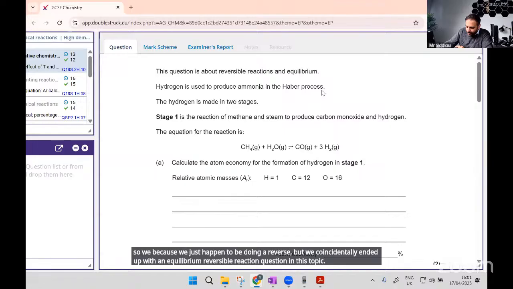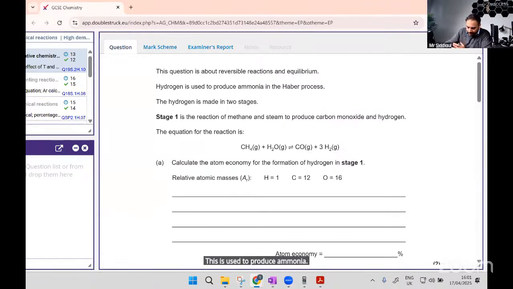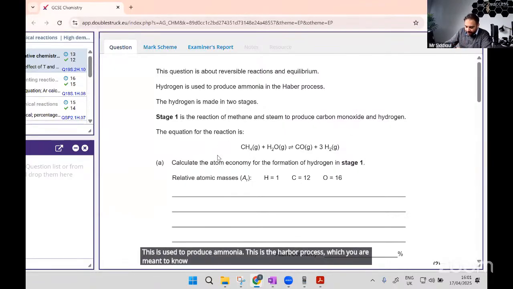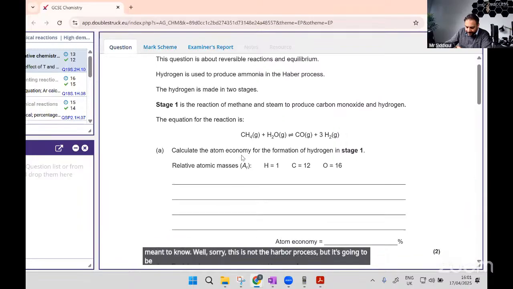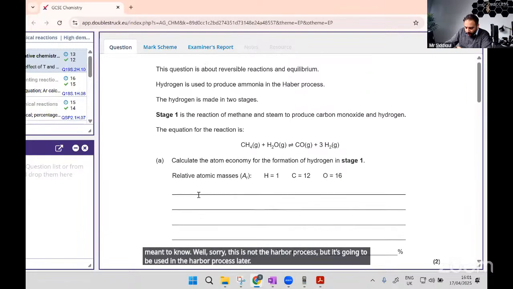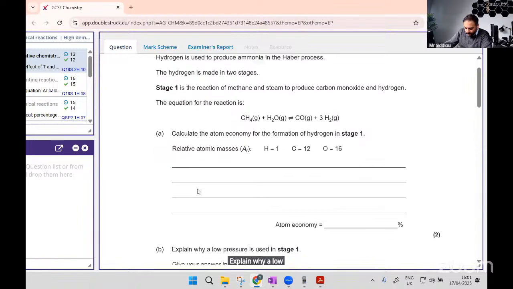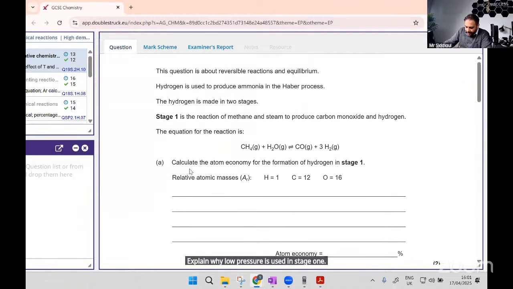This is used to produce ammonia. This is the Haber process, which you are meant to know. Well, sorry, this is not the Haber process, but it's going to be used in the Haber process later. Explain why a low pressure is used in stage 1. 4 and 2.